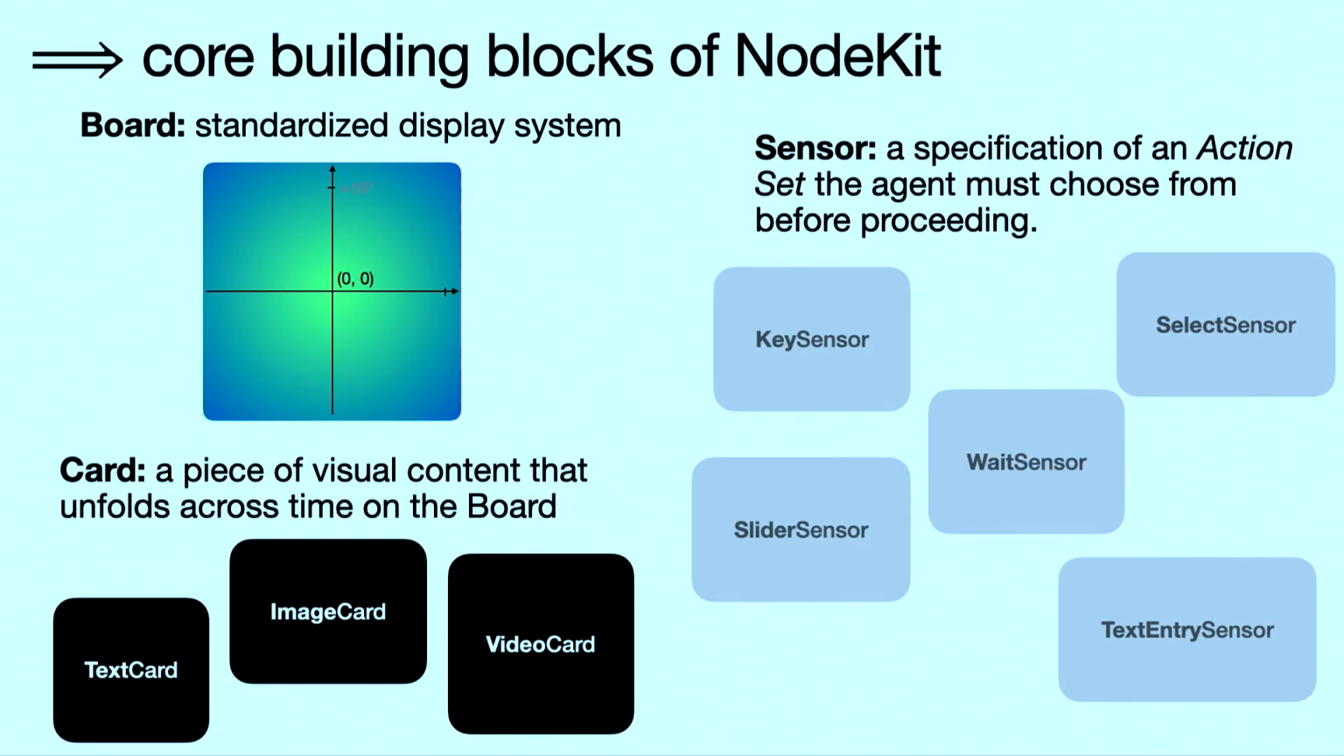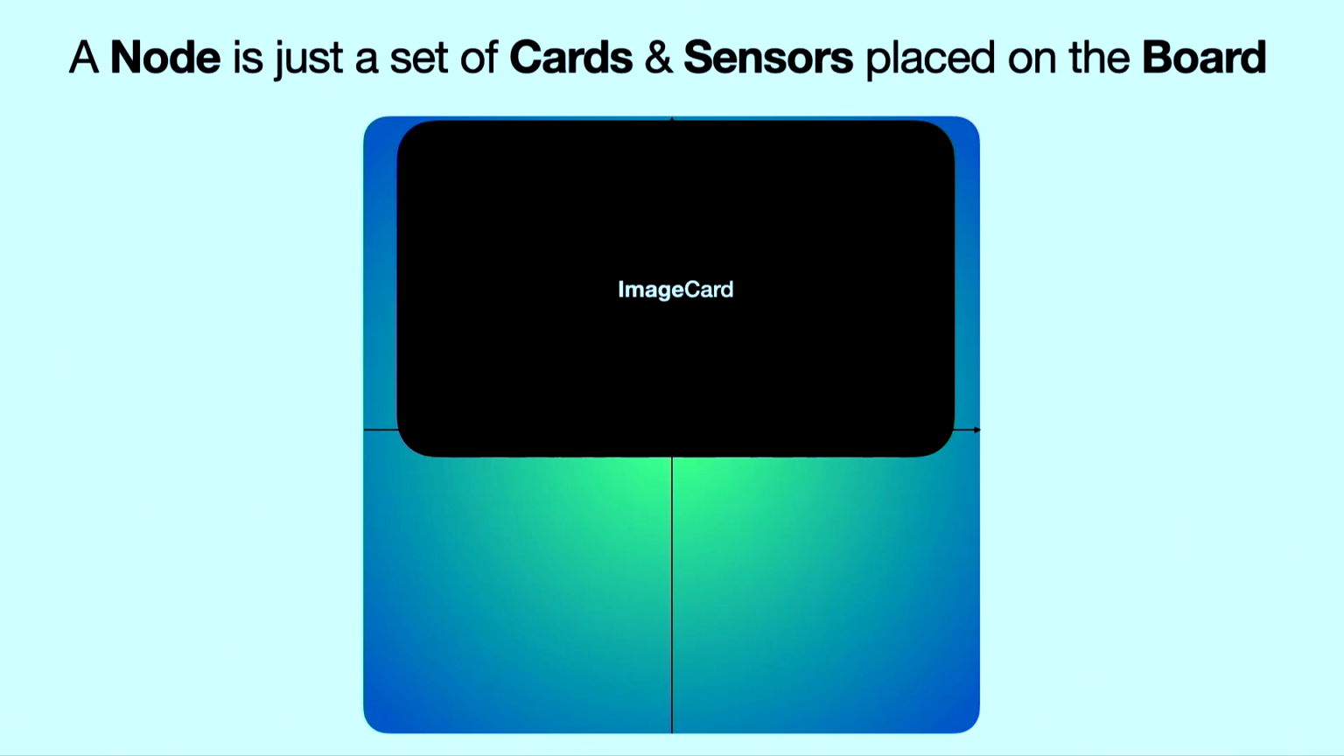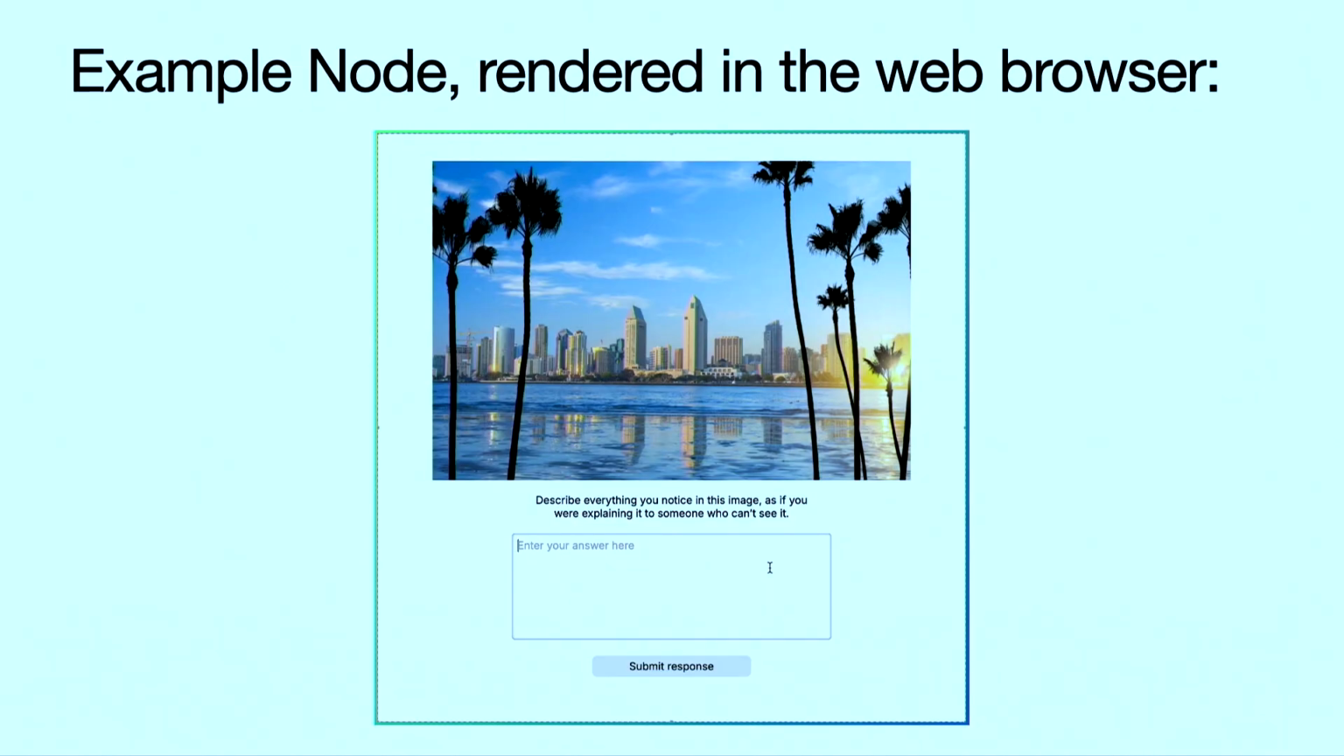And to give you a sense of how building a node looks, a node is just a placement of cards and sensors on the board. So maybe we put an image here, a piece of text right there, and then a text entry field right there. And this node, rendered in the web browser, might look something like this. You get the idea.